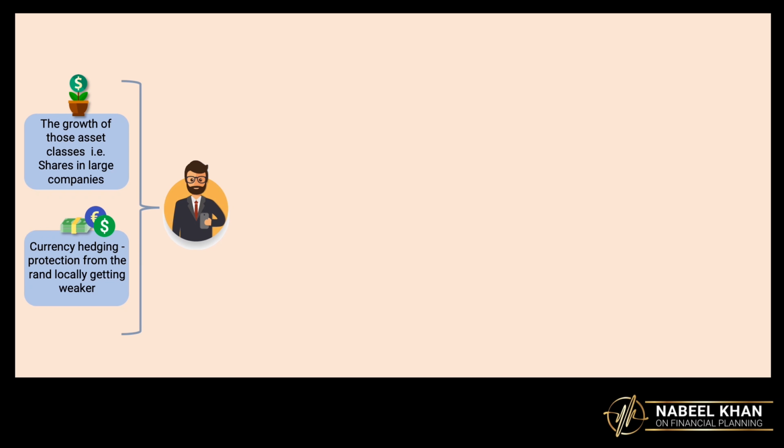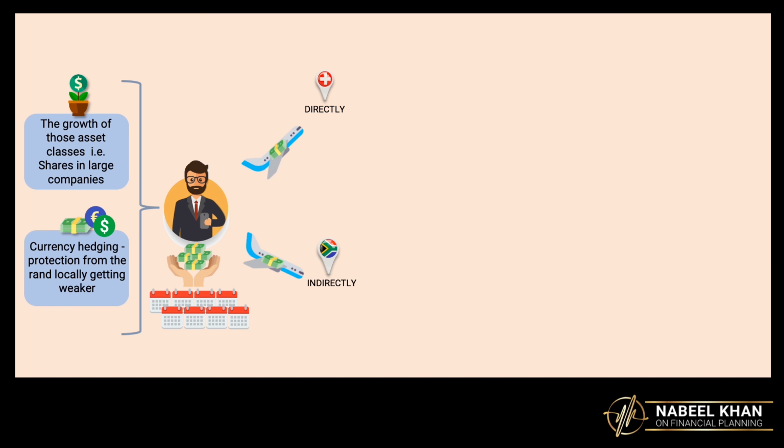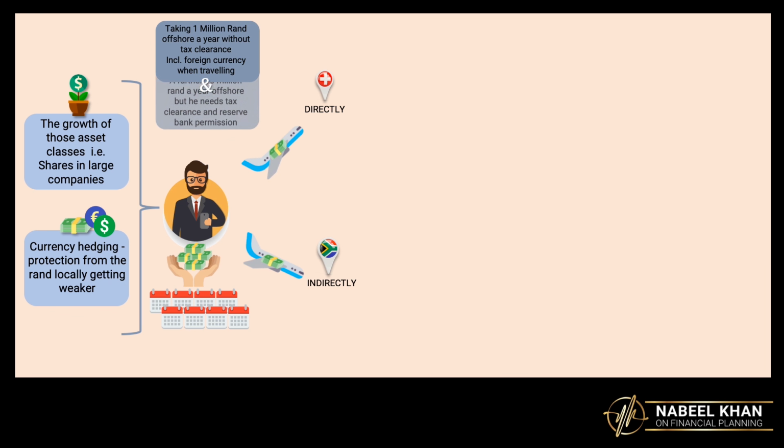So, considering there's a plan to invest offshore, how can you do it? Check it out. Kevin is in a position to be able to commit money for at least 8 years to diversify his investment plan offshore. He has two options to consider: investing money directly offshore and investing offshore indirectly. When investing directly offshore, Kevin needs to consider that he is limited to taking 1 million rand offshore a year without tax clearance. This million includes his foreign currency when traveling, and he is limited to a further 10 million rand a year offshore, but he needs tax clearance and Reserve Bank permission to do so.